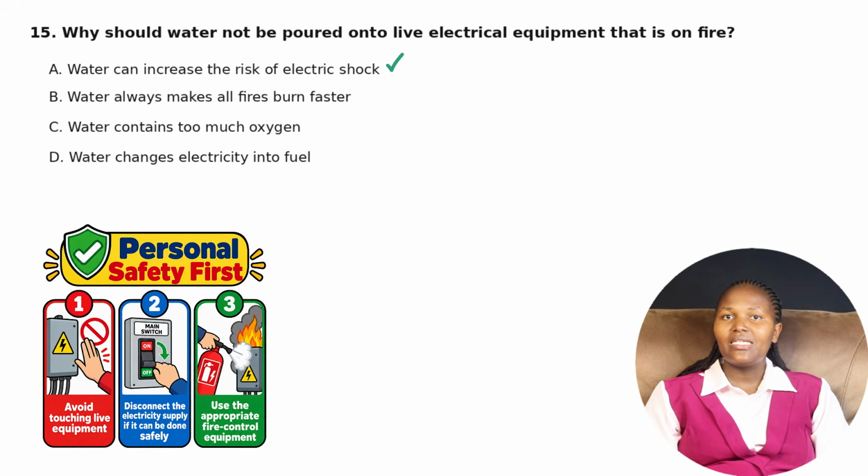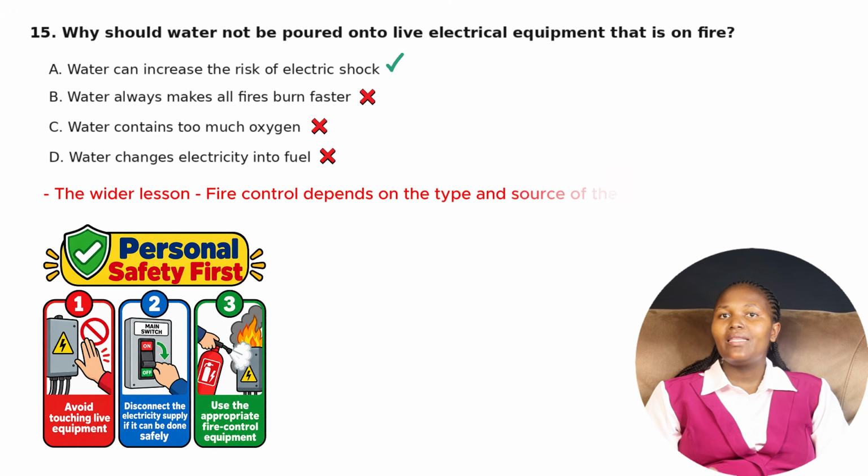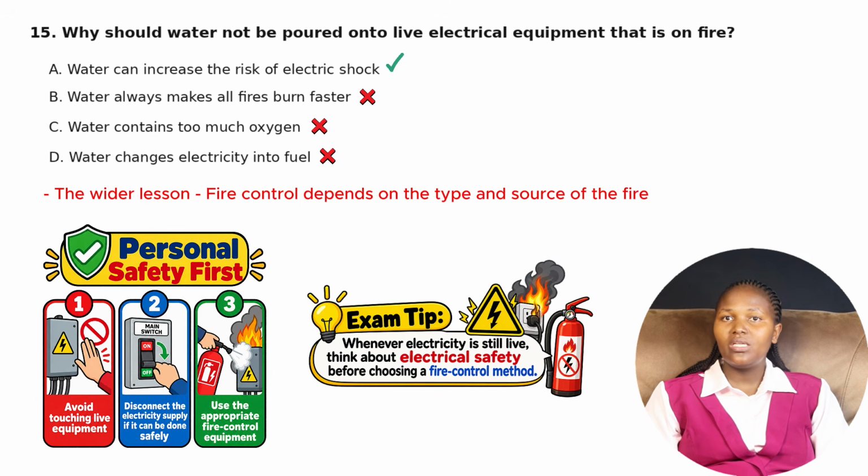The other choices are scientifically incorrect because water does not always make every fire burn faster. It does not act as a fuel, and the danger here is not that it contains too much oxygen. The wider lesson is that fire control depends on the type and the source of the fire. For your exams, whenever electricity is still live, think about electrical safety before choosing a fire control method, because electric current on its own can also be very, very harmful. Then we go to question number 16.